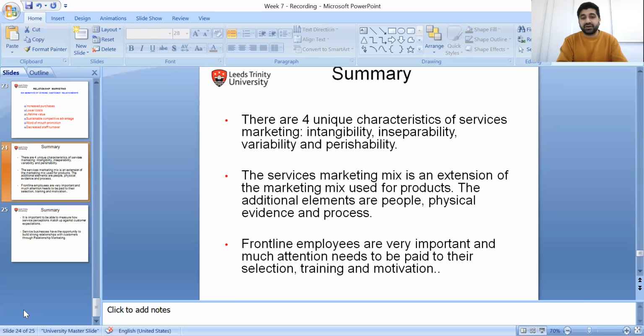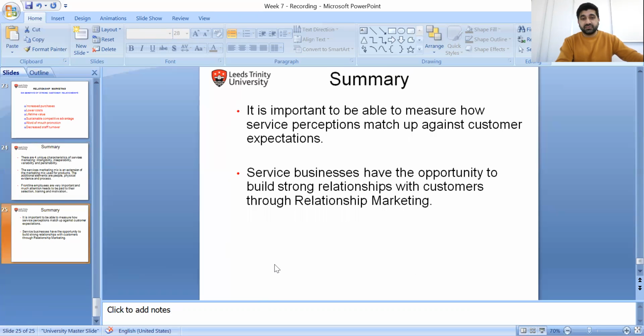We also discussed that frontline employees are very important, as we discussed. As much attention needs to be paid to their selection, training, and motivation. We also discussed the importance of measuring how service perceptions match against the customer's expectations. Services businesses have the opportunity to build strong relationships with the customers through relationship marketing, as we discussed in the last slides about relationship marketing and the benefits of strong relationship marketing.